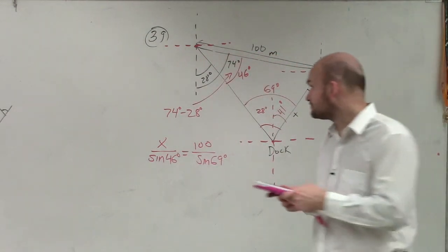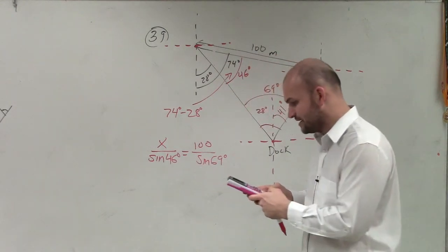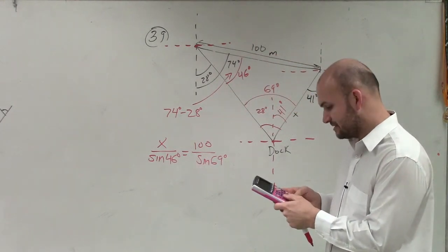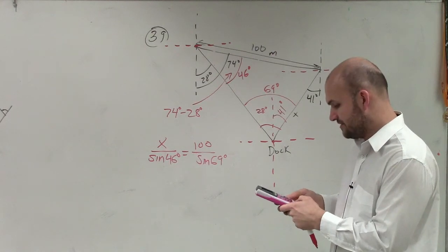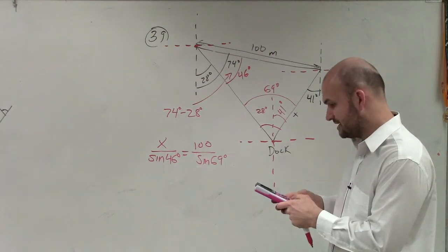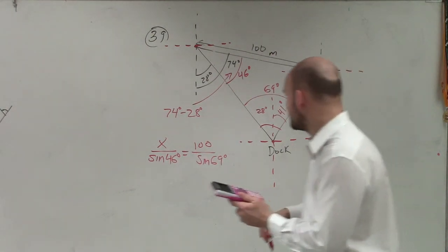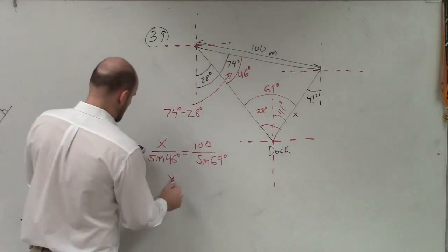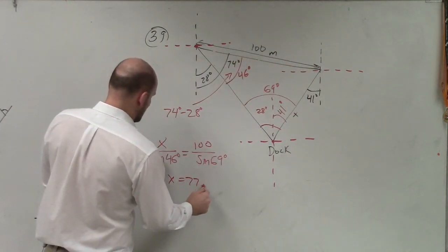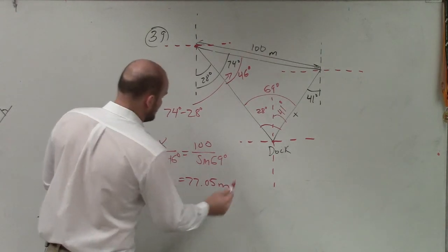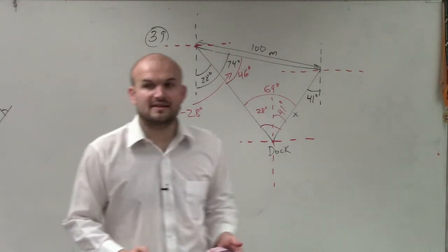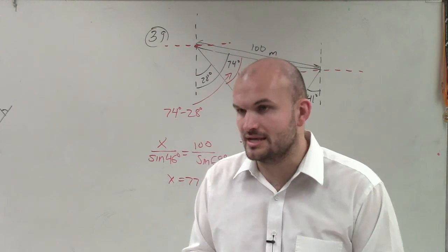There it is. OK. So anyways, then to solve this, I can do 100 times the sine of 46 divided by the sine of 69. And I get x is equal to 77.05 meters. And that's going to be the distance from the gazebo to the dock.